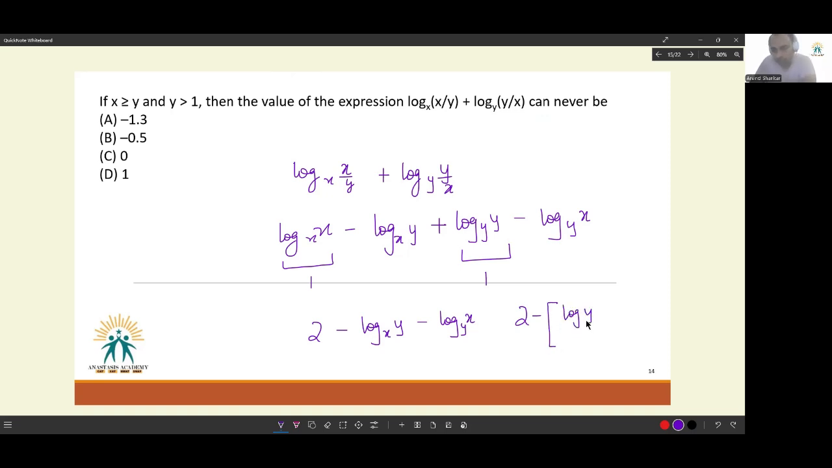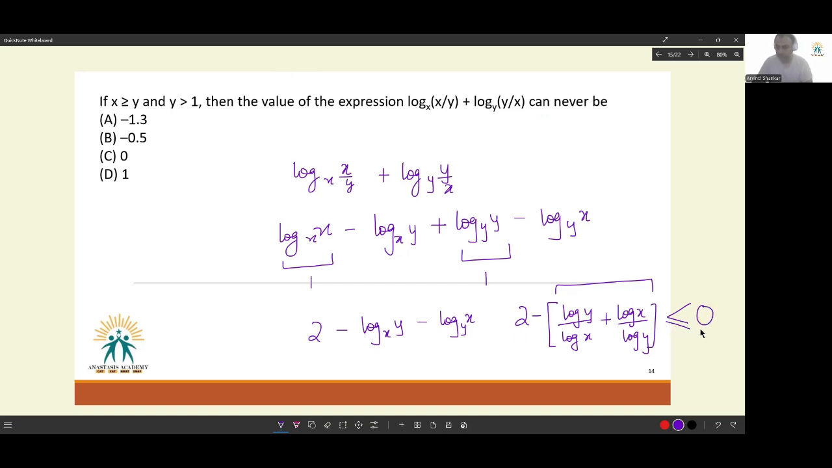Can I write it as 2 minus log y by log x plus log x by log y? Remember or observe, they are simply reciprocals of each other. And we know for two real numbers, the number and the reciprocal, the minimum value of this will be 2. So can I say the value of this entire expression will be less than or equal to 0?